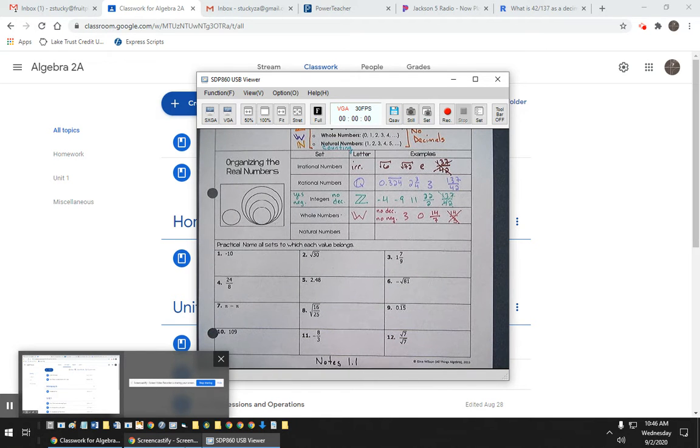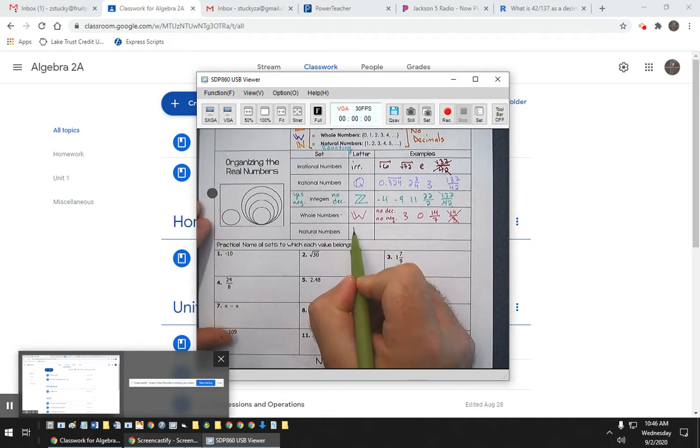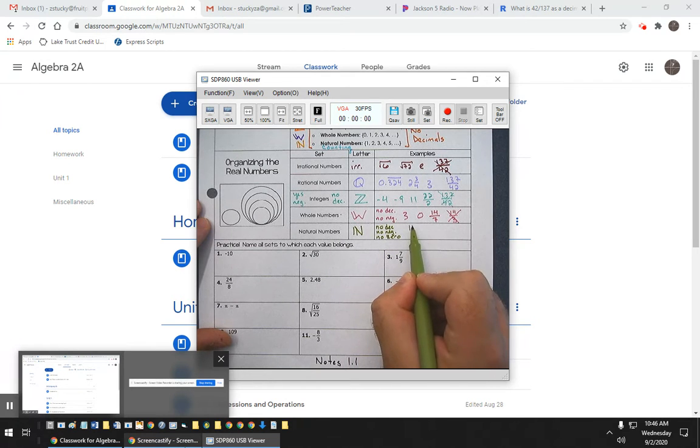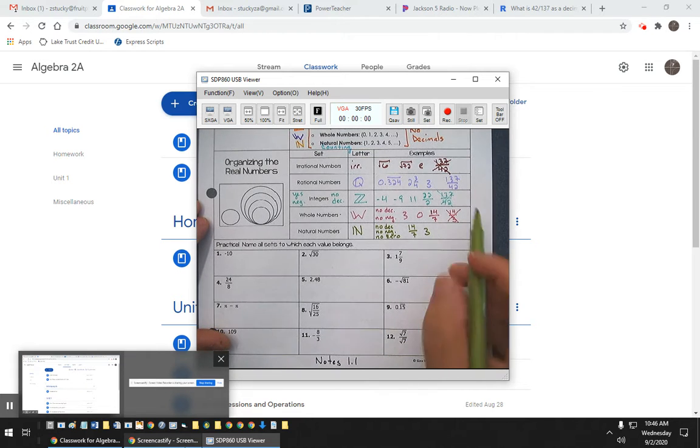And then our last one, we're talking about the naturals. This is fancy N. This would be no decimals, no negatives, and then also no 0. So 14 over 7 would work again. 3 would work again.